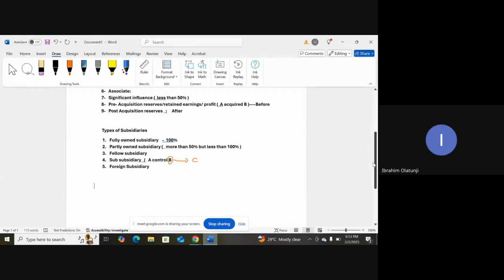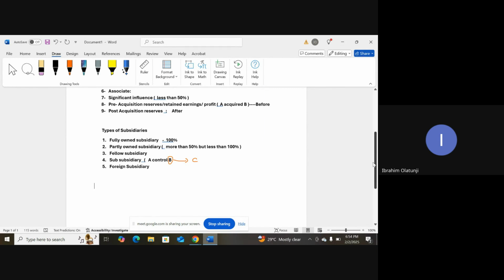So, as I was saying, when you check all this in your question, what is the control of the parent, or what is the stake of the parent in this business? Is it fully owned, which is 100%? Is it partly owned, which is 51% but less than 100% stake? Is it a question on the fellow subsidiary? Is it a question on the sub-subsidiary? So you have to identify all this.